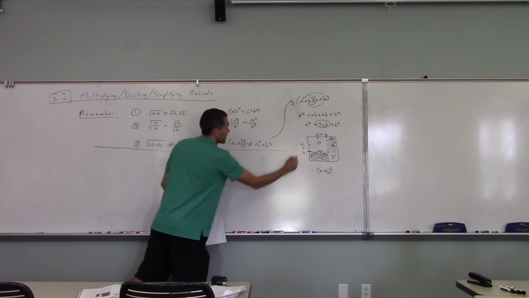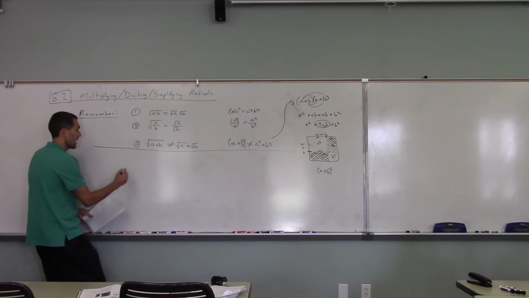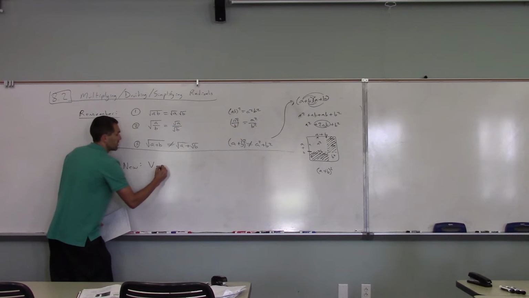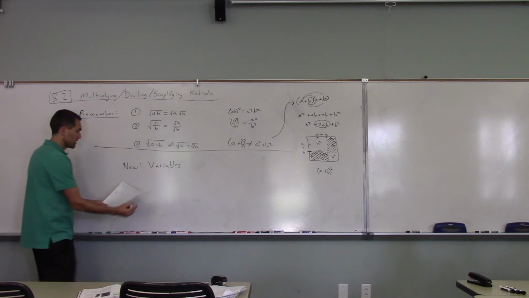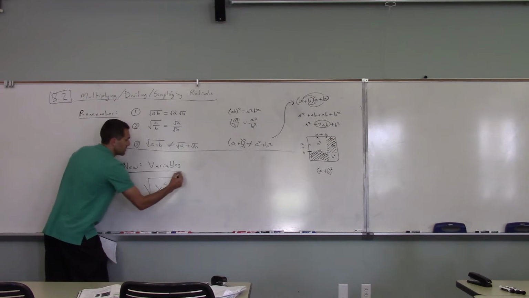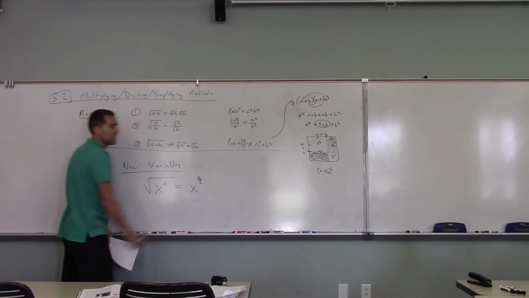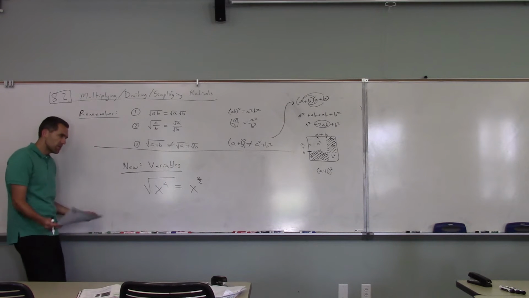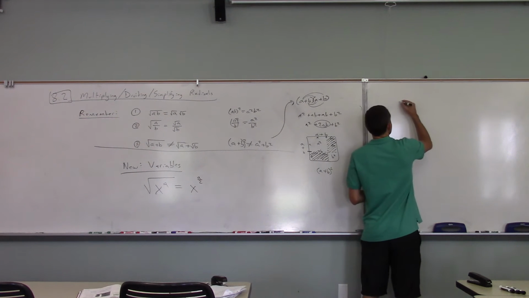Good question. So the one new rule we're going to add here is variables. How do we take the square root of a variable? Pretty straightforward. The square root of x to the a equals x to the a divided by 2. We just divide the exponent by 2. And we'll say, well, why is that? Think about it this way.